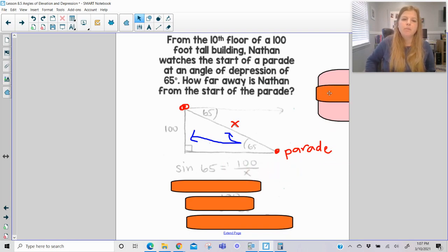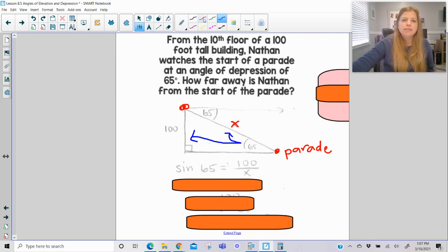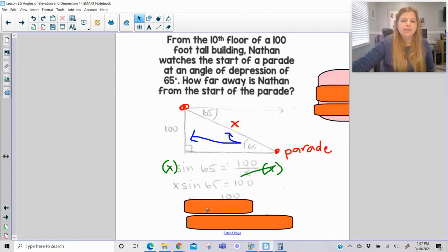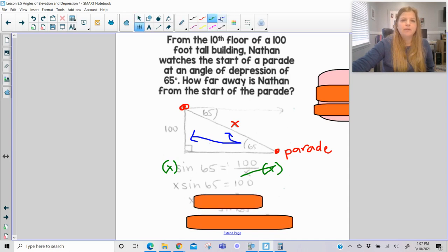Now here is an example of a problem where, to solve for x, there's a couple different ways we can look at this. Because x is in the denominator, we would need to multiply both sides by x. And then remember what happens there. These x's will simplify out. So you're left with x sine of 65 equals 100. But then to solve for x, we need to divide both sides by sine 65. So imagine that I divided by sine 65. I know it's super sloppy.